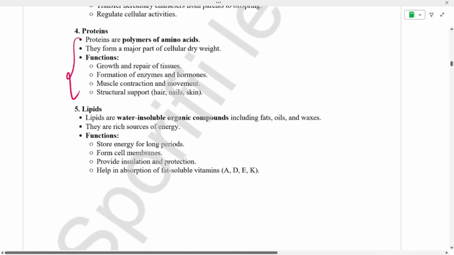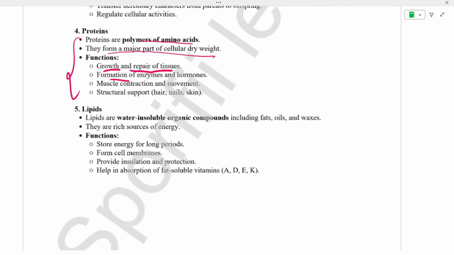And next is about protein. Proteins are the polymers of amino acids. They form a major part of cellular structure, help in the growth and repair of tissues, and in the formation of enzymes and hormones. Muscle contraction and respiration also happen, right? For that also this helps with movement, and it provides structural support for hair, nails and skin. Next is lipids.